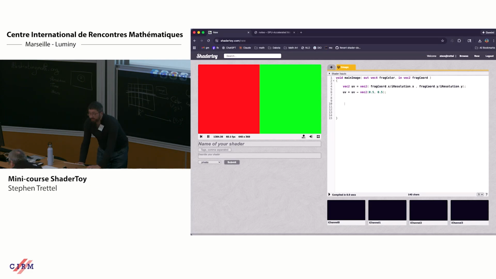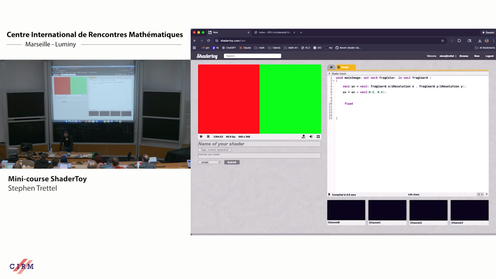So let's make a variable that measures the distance from the center. It's going to be a floating point number, not an integer. So we're going to call it float to give the type, just like we gave vec2 when it was for those of you coming from programming languages.